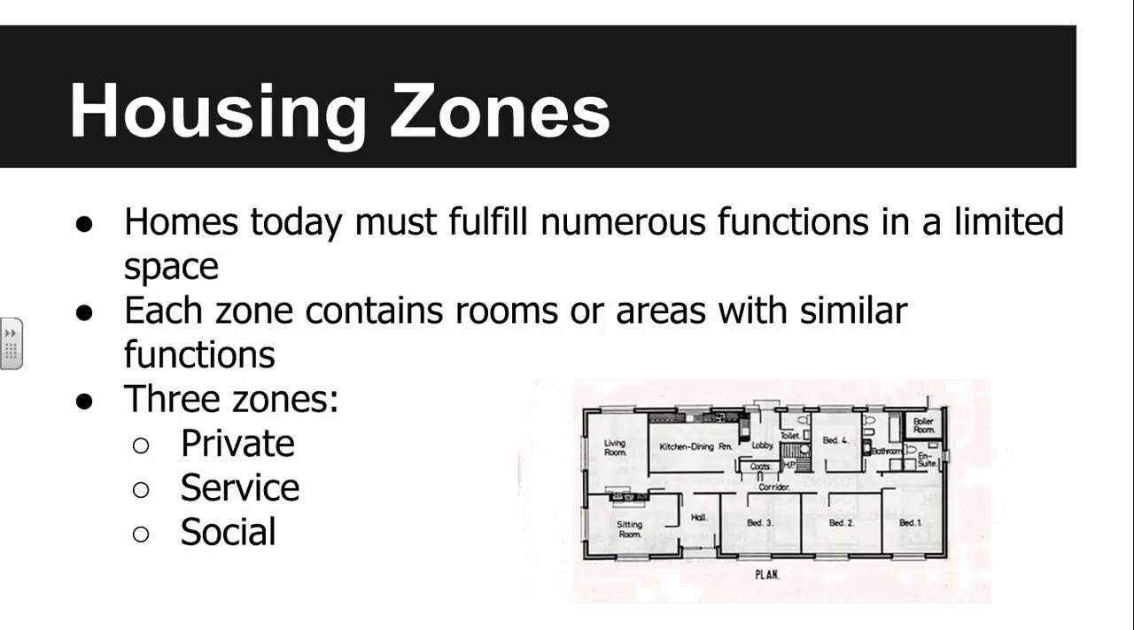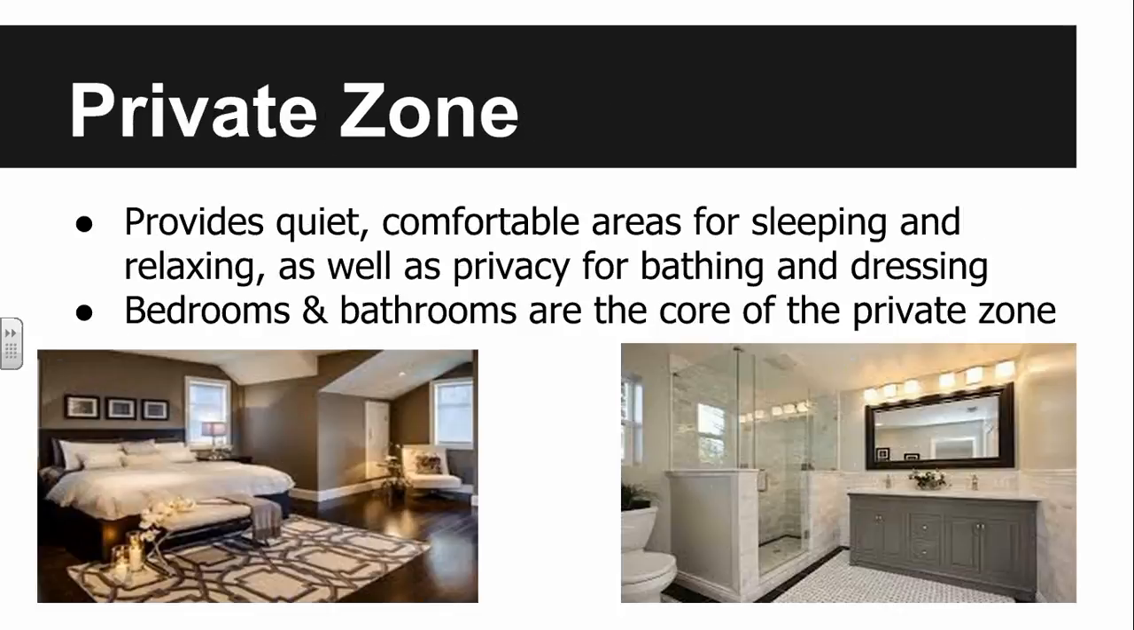So let's talk a little bit about that. A private zone, obviously, is where you want your privacy. Most people are going to want it quiet, relaxing, a comfortable area, because it's probably where they're going to sleep and relax. So a bedroom would be considered part of your private zone. Another private zone would be your bathroom, because that's where you're going to shower, bathe, dress, etc. Another area that we would label a private zone.